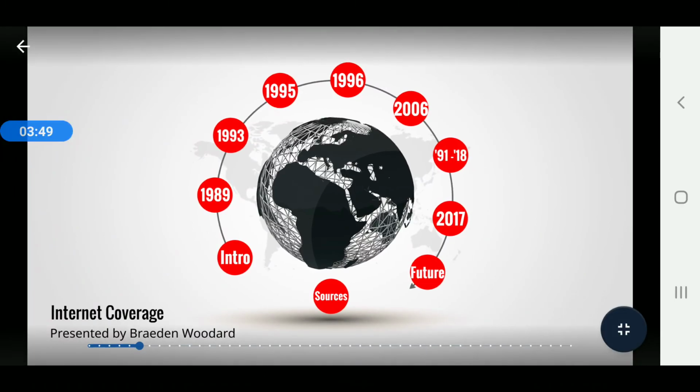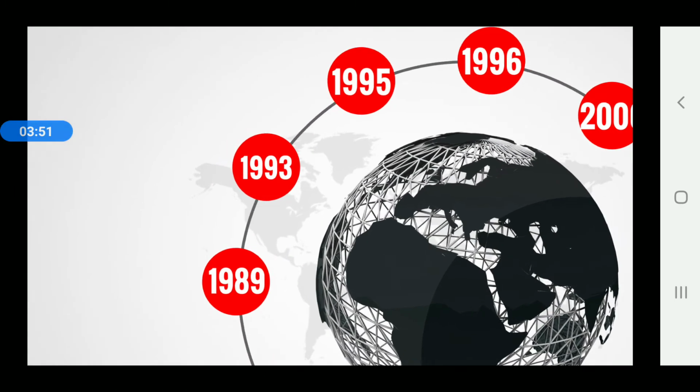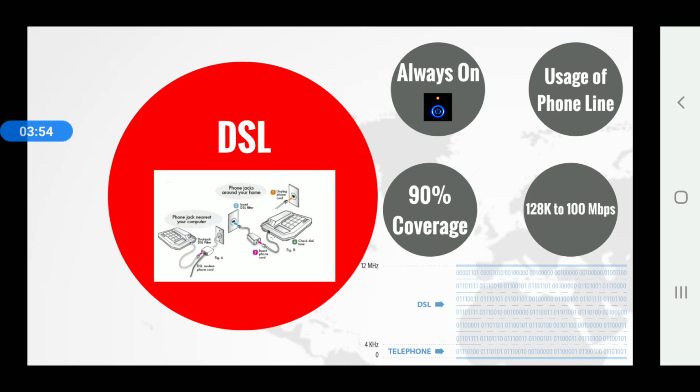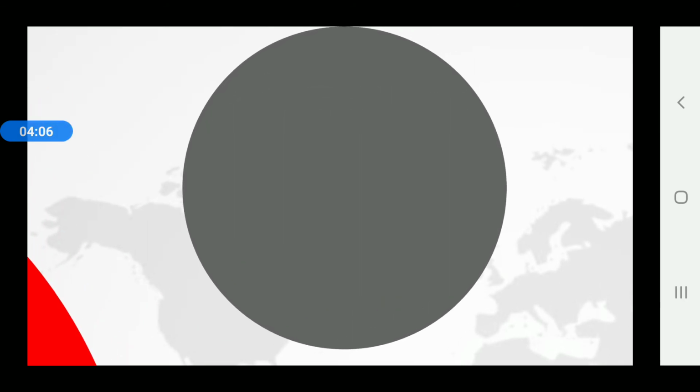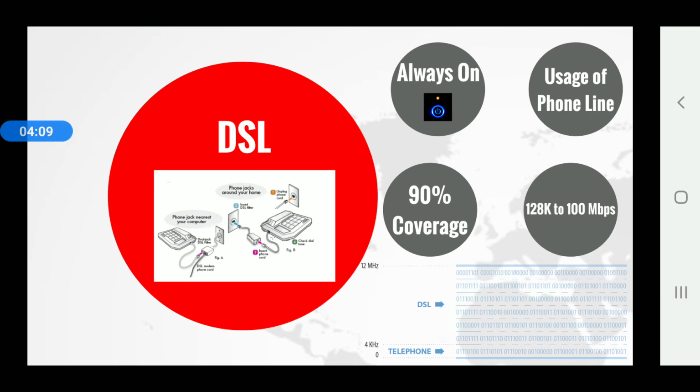So 1993, DSL became the new norm for higher speed internet connection. It's still a primary form of connection, available to around 90% of the US today. It was also the first always-on connection, which means that it's on 24/7. As soon as your computer is on, it's running. So there's no need for the beeps and the boops like dial-up. So how does DSL work?